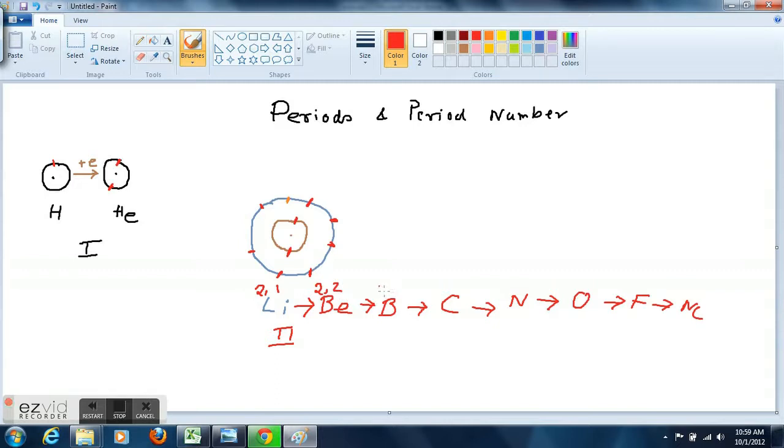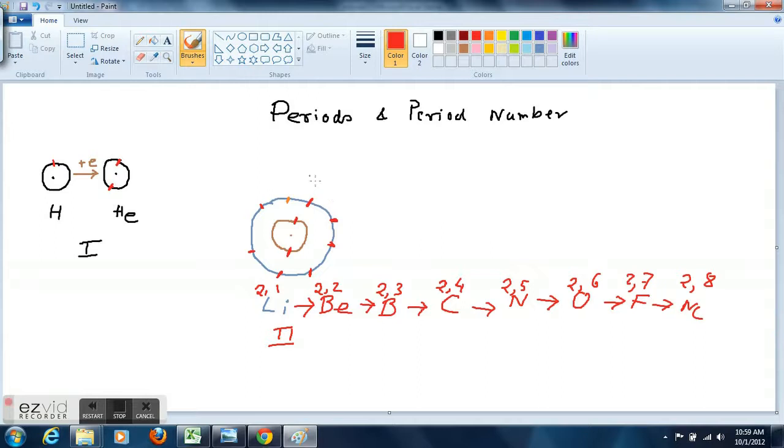The configurations are 2-1, 2-2, that is first shell 2 electrons, second shell 2, then 2-3, 2-4, 2-5, that is first shell having 2 electrons, second shell 5 electrons, 2-6, that is oxygen, 2-7, that is fluorine, and 2-8, which is an inert gas, neon. So that is about period 2.